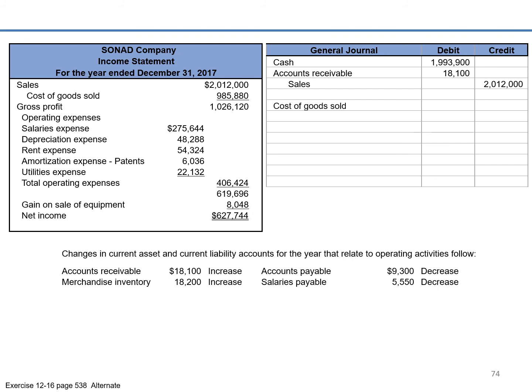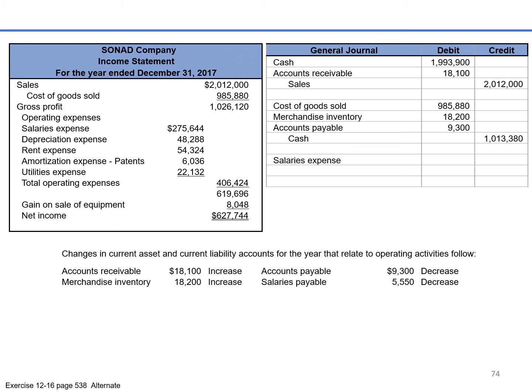Then we have cost of goods sold. We know that the inventory we purchase is either still sitting in inventory at the end of the year, or it's blown through our income statement in the form of cost of goods sold, right? So we have cost of goods sold of $985,880. We have a change in our merchandise inventory account of an increase of $18,002, and we have a change in our accounts payable, a decrease of $9,300, which must mean that the cash we've paid for our inventory during the year is $1,013,380.